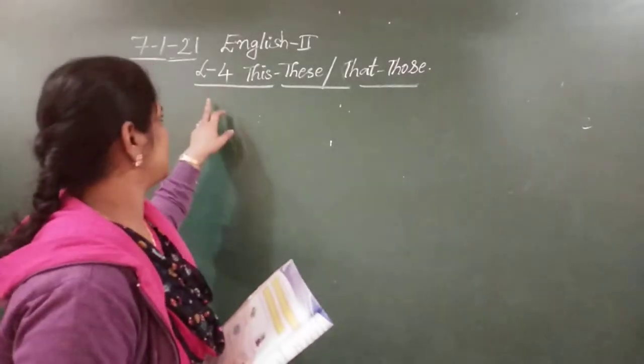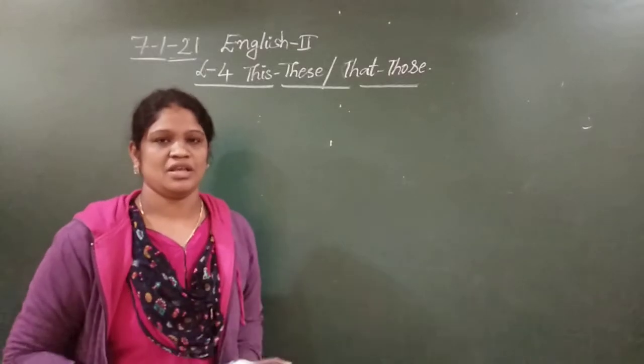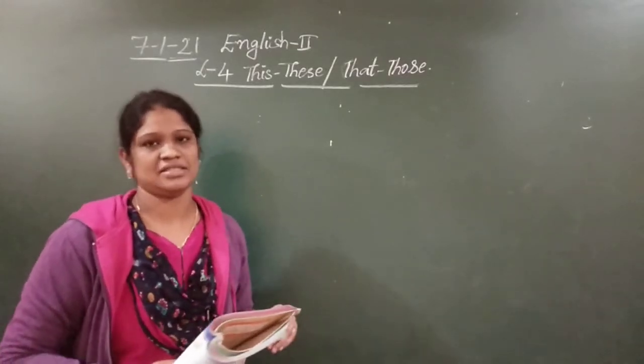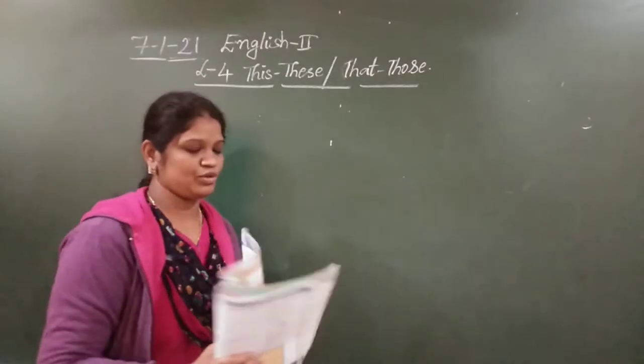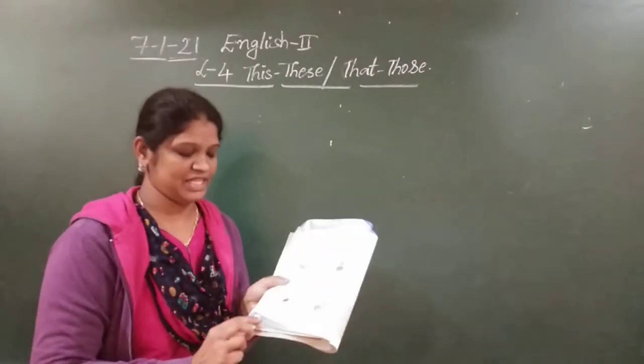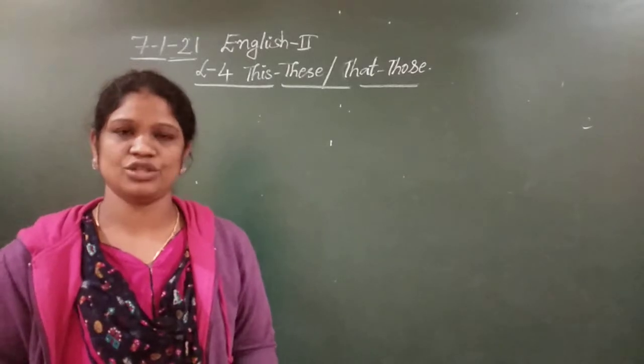Lesson number 4: this and that, these and those. Okay children, this, these, that, those. Lesson number 4 in the Sem 2 textbook, page number 56. Lesson 4, this, that, those.